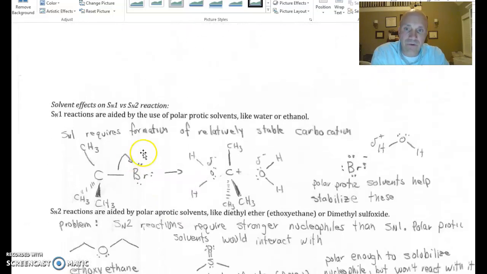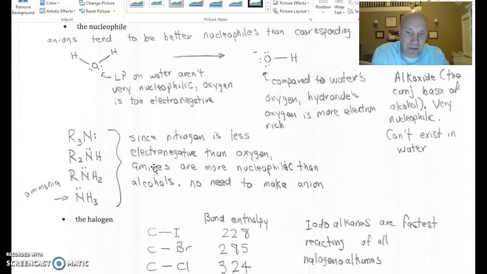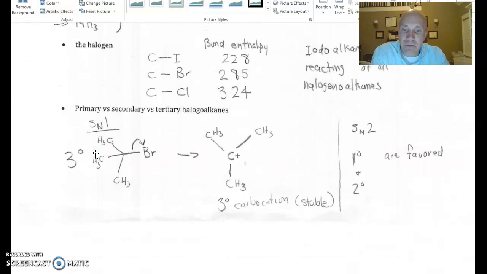So remember, in order for this reaction to occur, this bond right here has to get broken. And the carbon-iodine bond is much easier to break than these right here. The last factor that we want to mention is primary versus tertiary versus secondary carbocations.